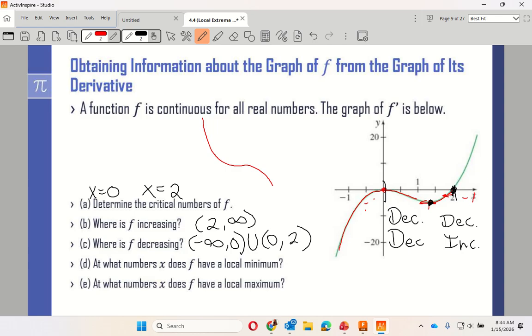No. This is a graph of the slopes. All these are negative. So this is a graph of the derivative. So everything here is just a slope. It's all negative slopes there. Oh, F prime? Yes.